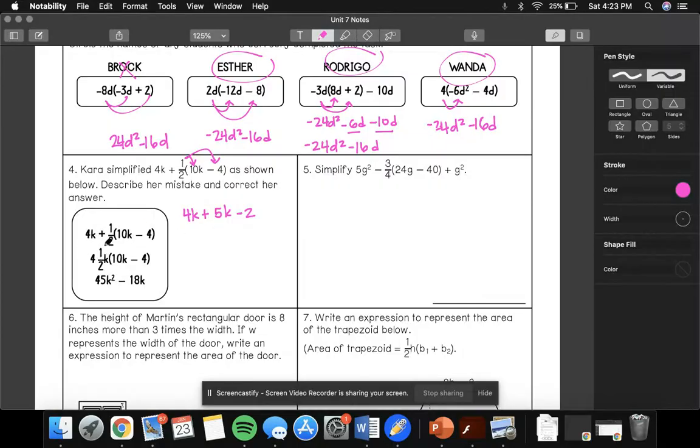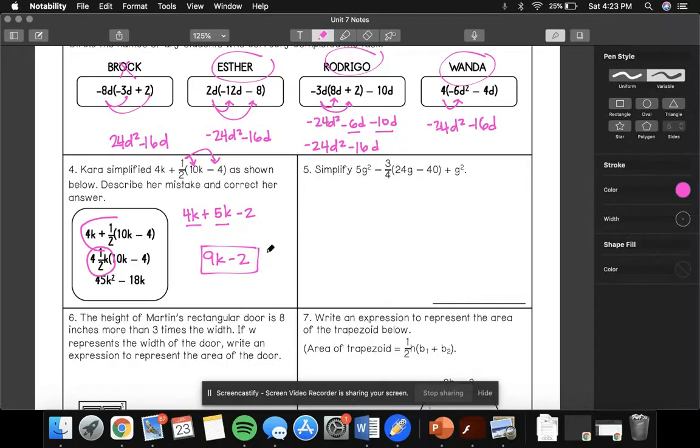So if I look at her work, it looks like this was a mistake. For some reason, she added those together. Those aren't like terms. First, you have to distribute. So that is something that I noticed was weird. And then the correct answer would be 9k minus 2.